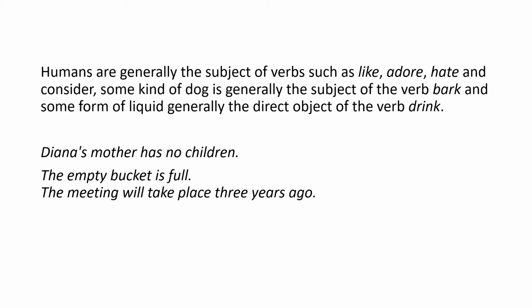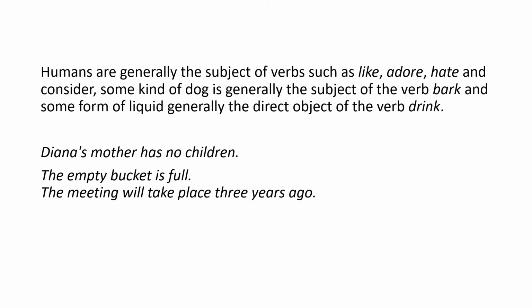You can see: Diana's mother has no children. Is it possible? If she is the mother and she has no children, this is a contradiction, a mismatch. We cannot accept that Diana's mother has no children because she has a daughter whose name is Diana. So these are mismatching things. And: the empty bucket is full. How is it possible? The bucket is empty, so how could it be full? Again there is a mismatch.